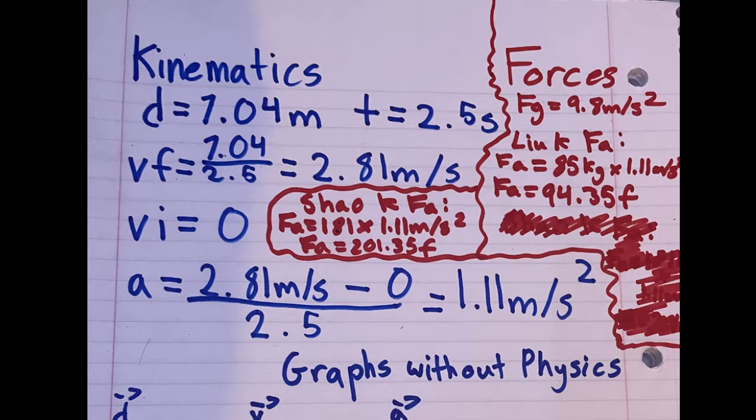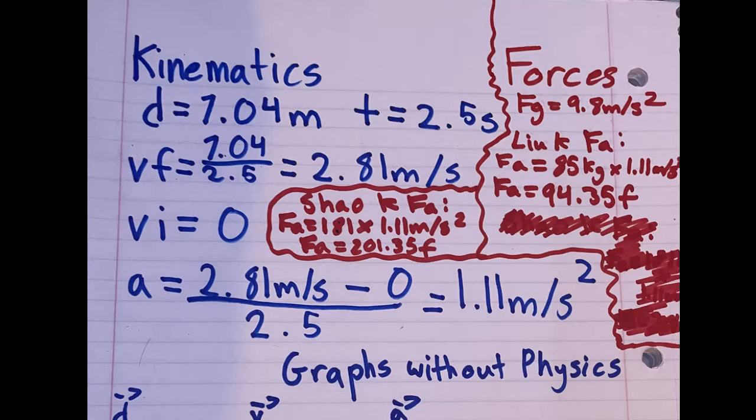So with that in mind, I was able to determine that they traveled 2.81 meters per second, which is technically their final velocity. Since their initial velocity is 0, this is more of Liu Kang's initial and final velocity, but Shao Kahn is moving at the same pace that he is during his final velocity, so I figured both their final velocities. And after figuring out their initial and final velocity, I was able to calculate their acceleration, which came out to be 1.11 meters per second squared.